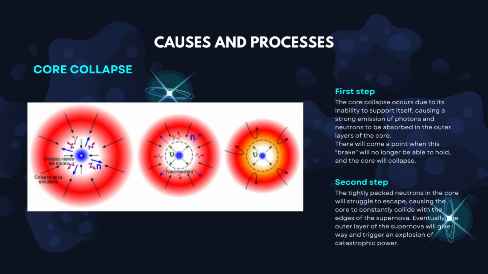The fifth step begins with the core's inability to support itself. It is weakened by the emission of photons and neutrons that occur inside the core. Think of the core as a balloon inside another balloon. As the inner balloon fills with water, it affects the other balloon. If the inner balloon reaches a point where it bursts, the other balloon will support it, but if it continues to fill, it will eventually burst away. A similar process happens with the core of a supernova.